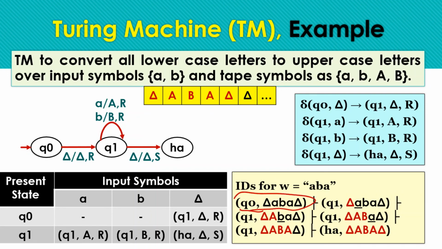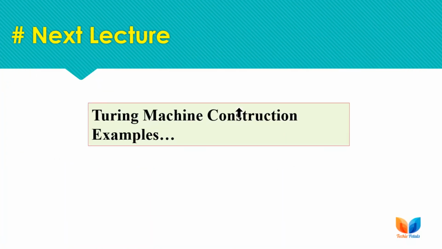present state and present tape symbols, and the movement from one state to another one by one. So for any question you have to write the transitions, draw the transition diagram, and show the acceptance of at least one string. In the next lecture we will discuss more examples of Turing machine construction, and how we can perform the required computation with the Turing machine.